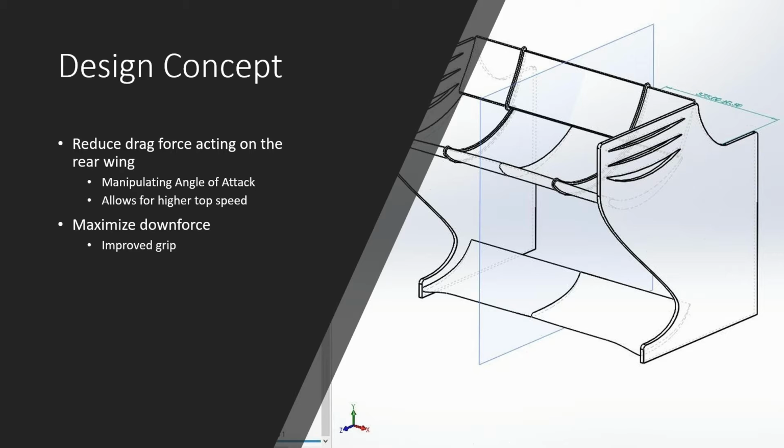So this design will allow the driver to change the angle of attack, which reduces the drag force acting on the rear wing, which we can see later when I'll show you the angle of attack. So this allows the driver to have higher top speed at straights and allows the driver to also make turns at higher speed. This in return will also have a maximized downforce, which also improves the grip.